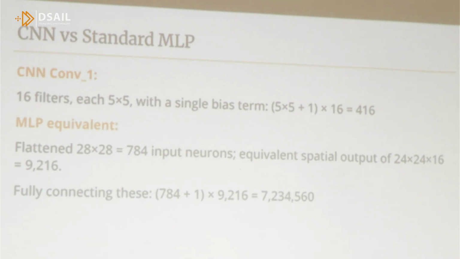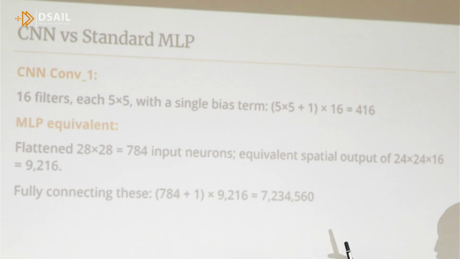784. So the input, the first layer, will be 784. But then we have the output. Remember, the first input we had was 28 by 28, and after the first convolution layer, the output was 24 by 24. Now, if we were to have the same spatial output of 24 by 24 by 16, that's 9,216. So the first layer will have 784, then the second layer will have 9,216. That is for convolution 1 only.